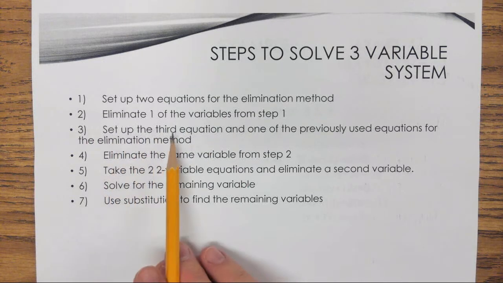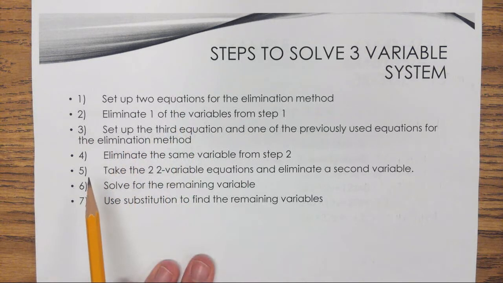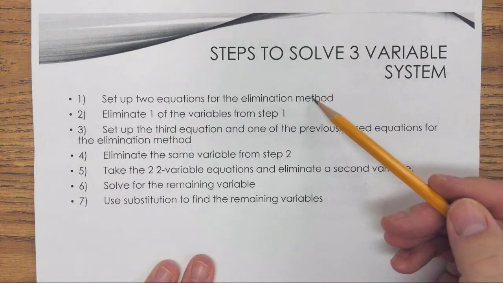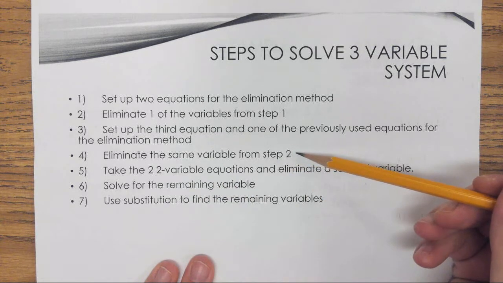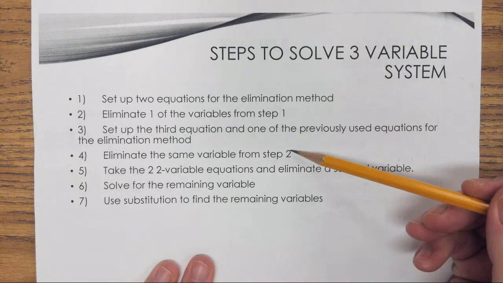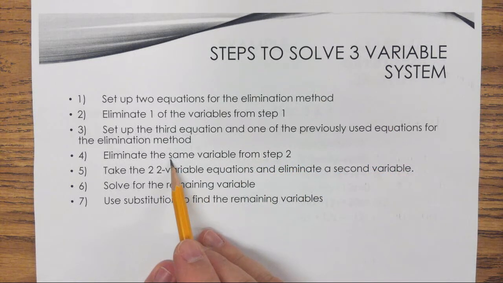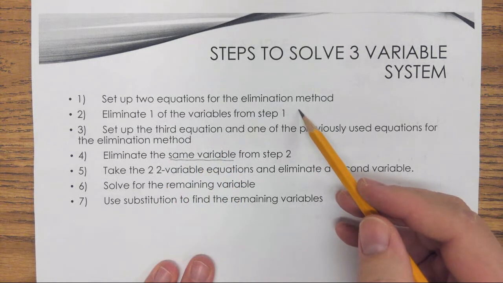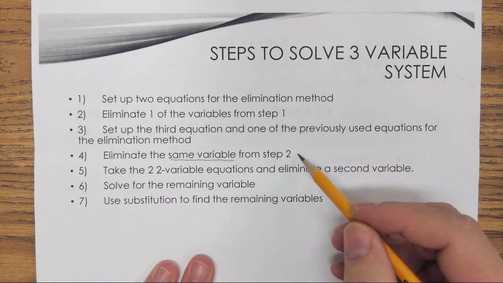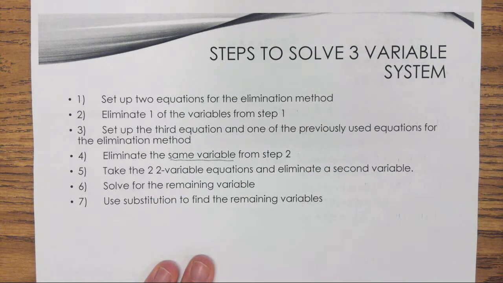Step 3 is you take the third equation that you didn't use in step 1, and then pick one of the 2 equations that you used in step 1 and set that one up with that third equation, and then you're going to do elimination again. So you take that third equation and then one of the other 2 equations and you eliminate the same variable. You want to eliminate the same variable that you did in step 2. So say for instance you eliminated y in step 2, then you need to eliminate y in step 4. Okay?